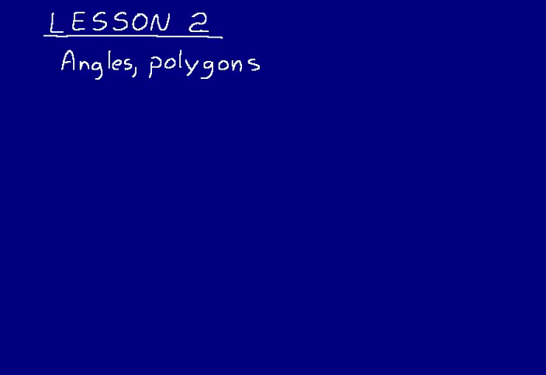Lesson 2 is some geometry review, and mainly we'll be talking about angles and then polygons and some specific types of polygons such as triangles and quadrilaterals.